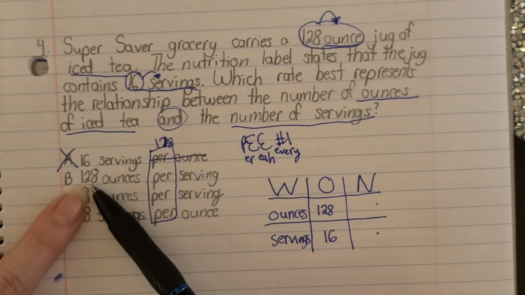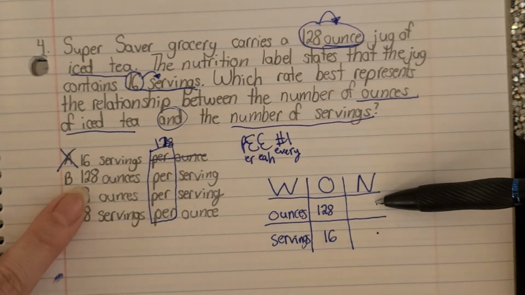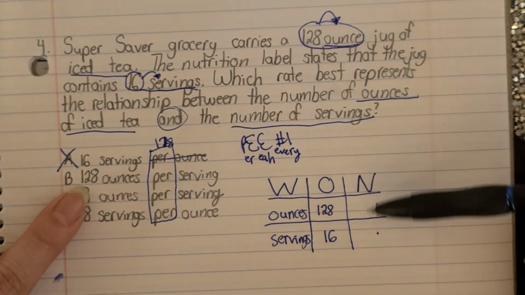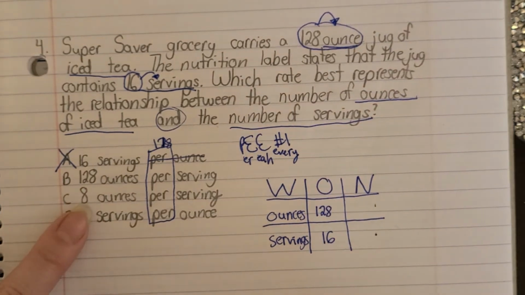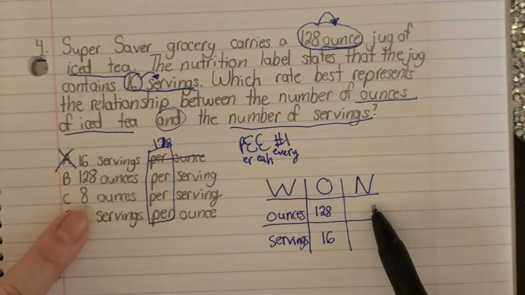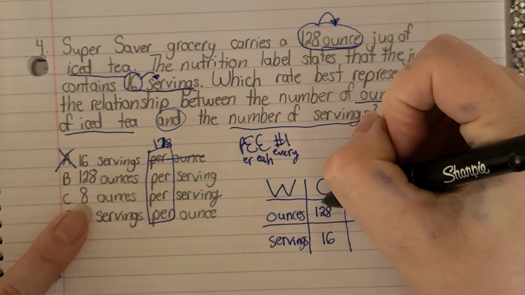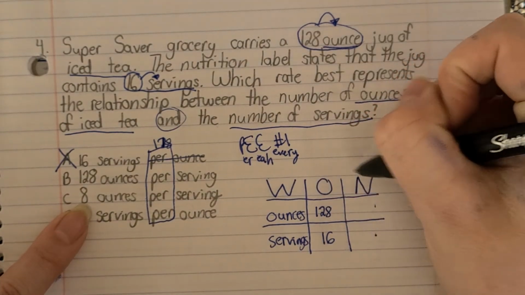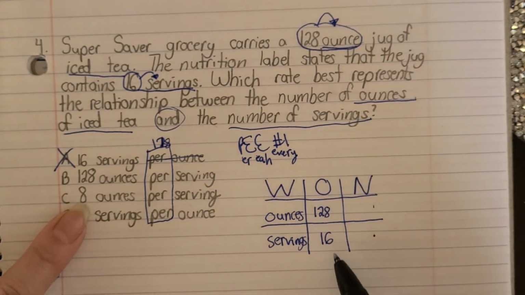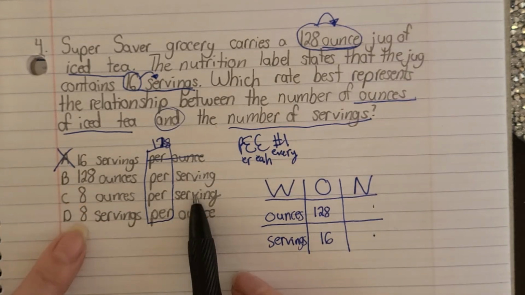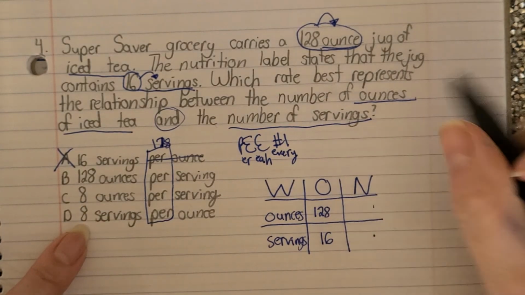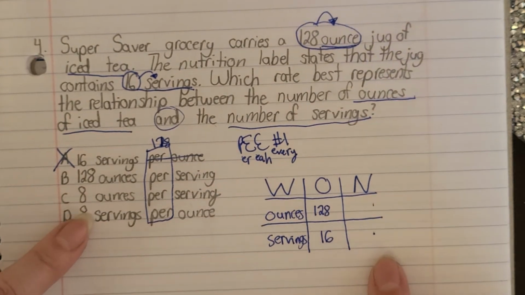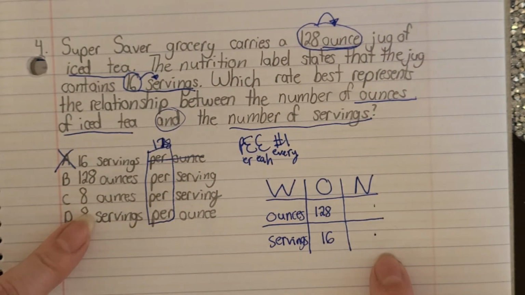You need to go do the same. Plug in your answer choices. It says 128 ounces for every 1 serving, and see if the relationship stays the same. 8 ounces for every 1 serving. If you go from 128 down to 8, what did you divide by? And does that stay the same with your relationship on the bottom? 16 divided by that same number, would that give you that 1 serving? Okay, you need to go plug in your answer choices and see which one keeps the relationship the same.